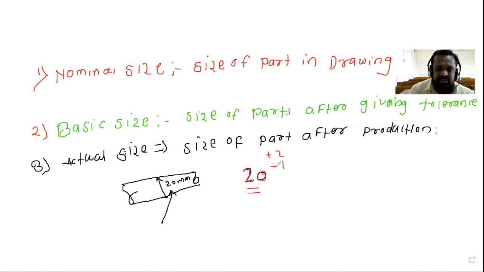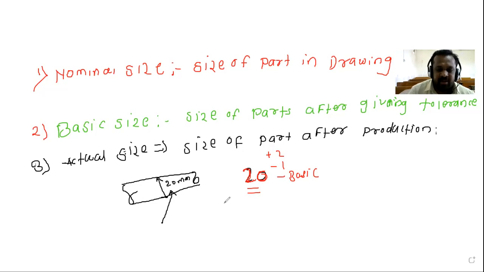Then this 20 is called the basic size. If we are adding the tolerance to this size, it is called the basic size. Then you have to add the tolerance.